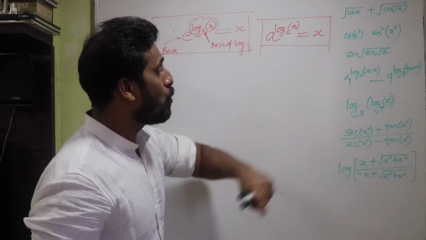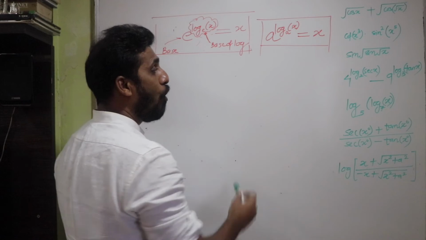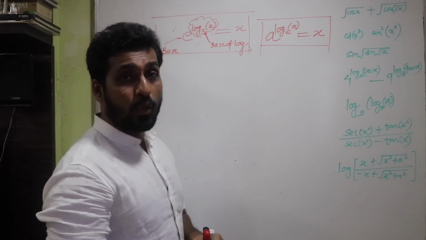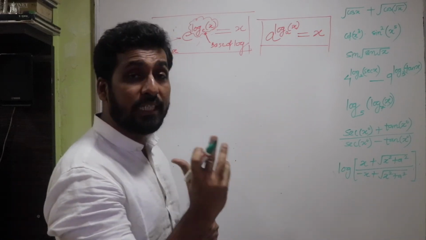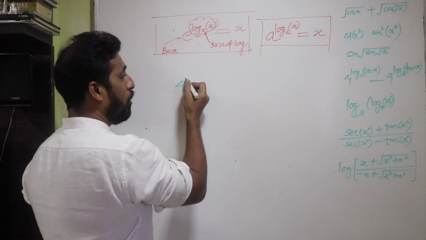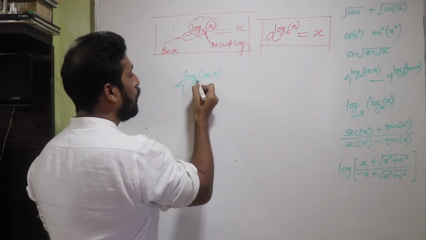Now let's take this question. So we have y is equal to 4 raised to log of sec x to the base 2. Now let's take the two terms individually. Let's try and get the answers for the two terms individually. We have 4 raised to log of sec x to the base 2.